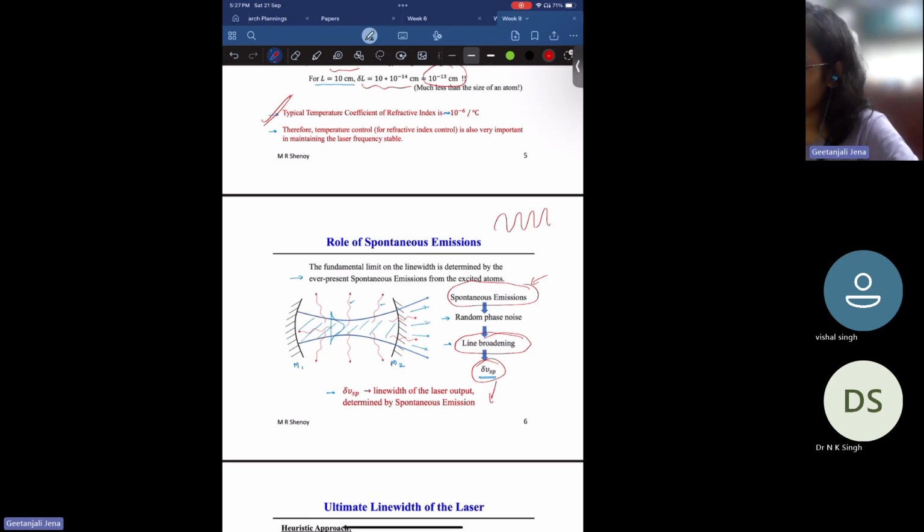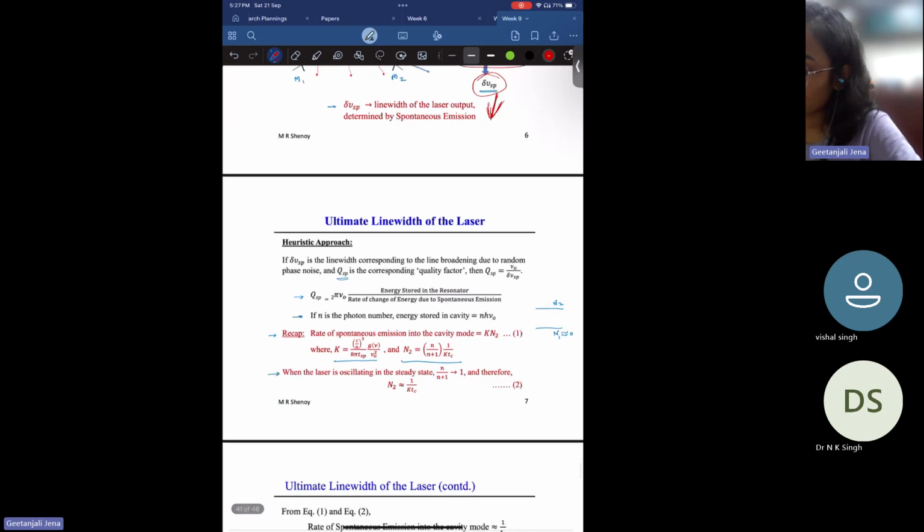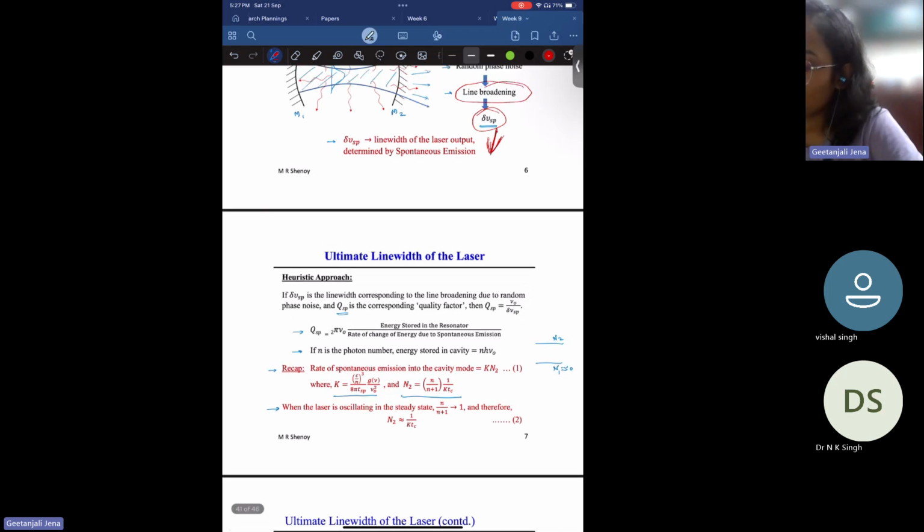Now we will quantify this broadening due to the spontaneous emission. Let us assume the spontaneous emission is coupling to the cavity mode, which has a frequency around nu zero.